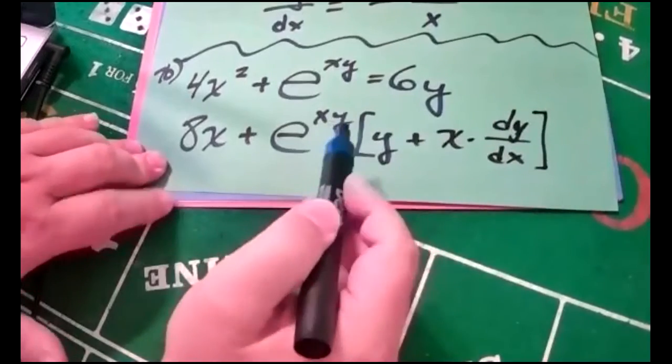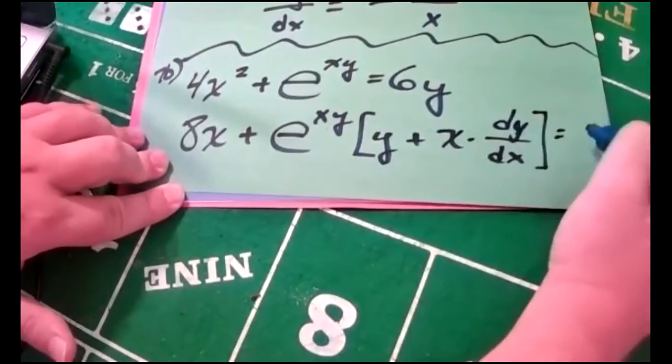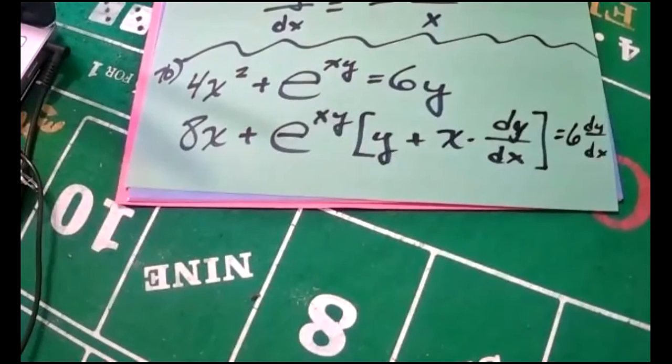That is the derivative of what's inside. And last but not least, equals 6 times, what is the derivative of y? It is dy/dx. All right. So now that you've got that, you can now go through steps 3 and 4 of the process, where you start isolating the variable dy/dx.